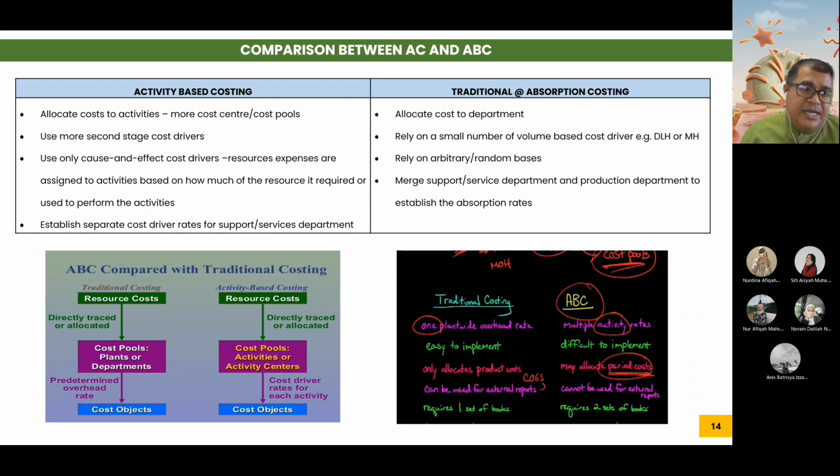Okay, yang sebelahnya warna hijau sekali ni activity ABC compared with traditional costing. Resource dia sama kat sini, cuma dia ada cost pool dia plan or department only, but cost pool untuk ABC kita ada activities and activity center. Okay, jadi contohnya kalau yang very simple punya understanding ialah traditional costing ni diguna satu rate, activity based costing diguna banyak rate untuk banyak activity.